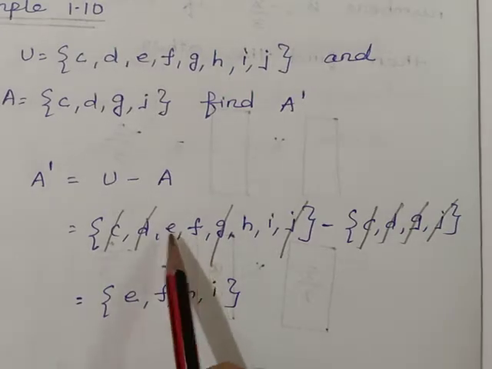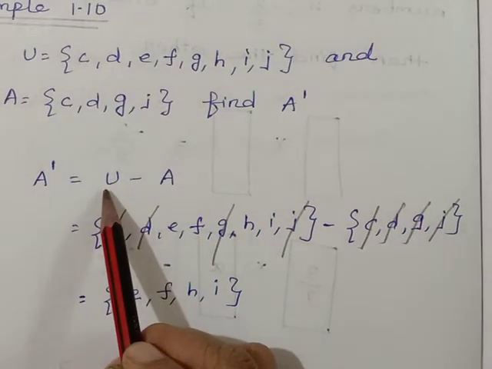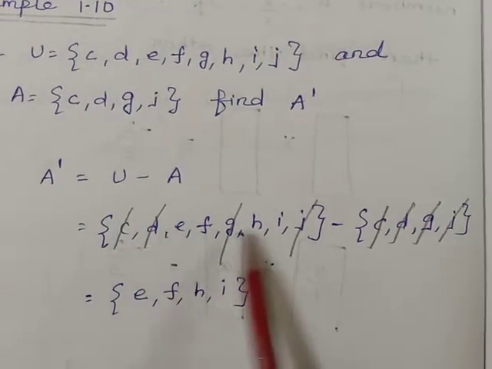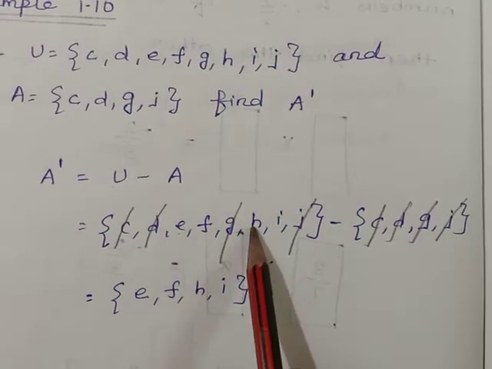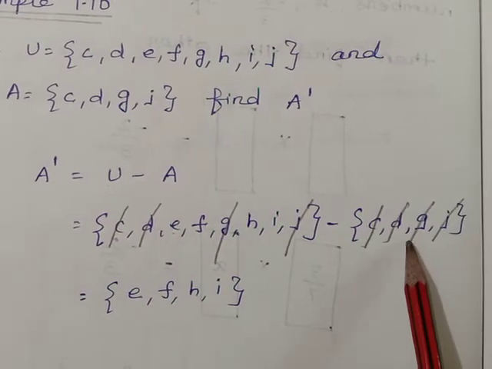So what is remaining in the first term? That will be the answer. The remaining in the first term is E, F, H, I. No need to bother about the second term.